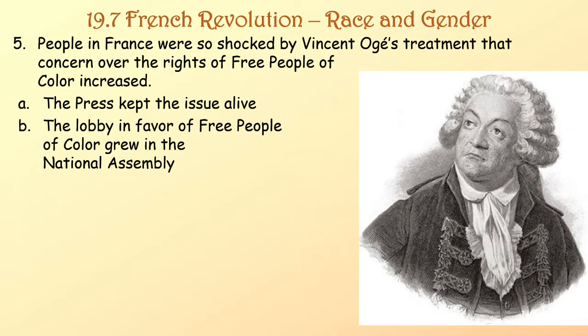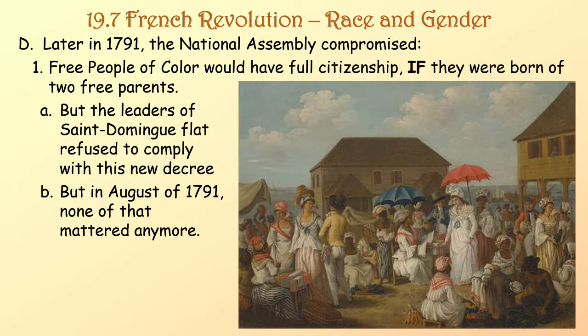People in France were so shocked by Vincent Ogé's treatment that concern over the rights of free people of color increased, and the press kept the issue alive. The lobby in favor of free people of color grew in the National Assembly. Later, in 1791, the National Assembly compromised. Free people of color would have full citizenship if they were born of two free parents. But the leaders of Saint-Domingue flat refused to comply with this new decree.